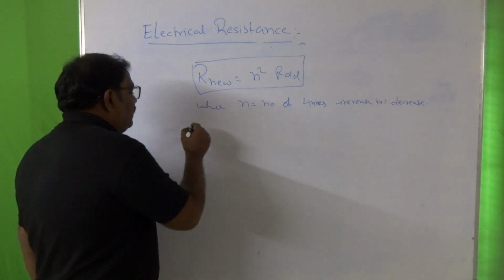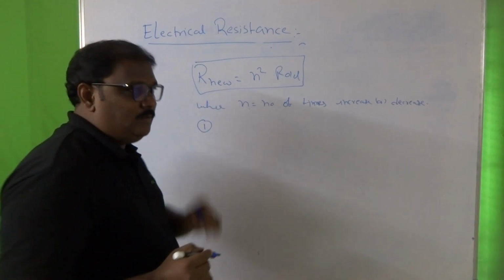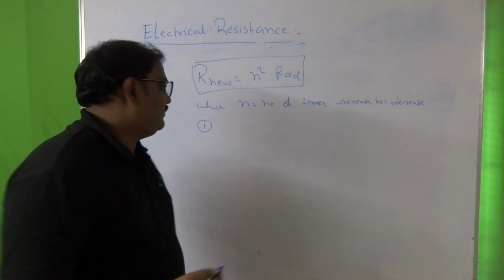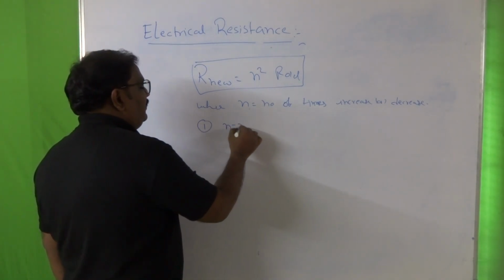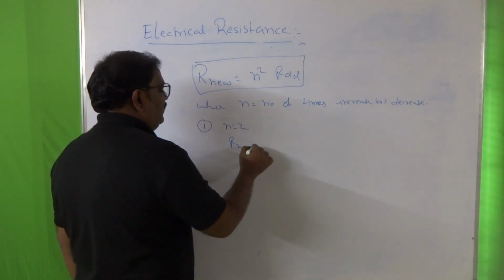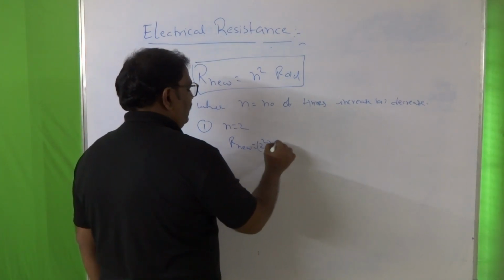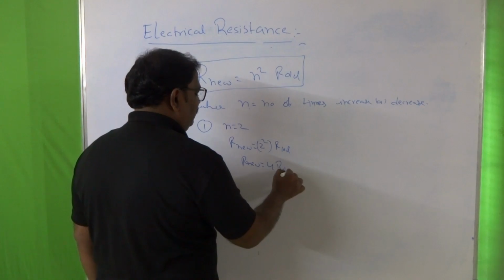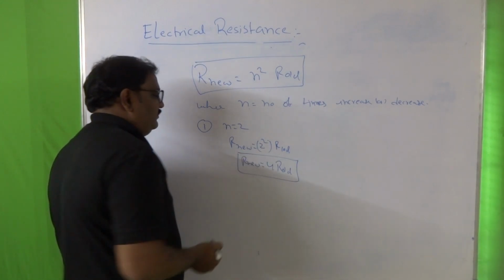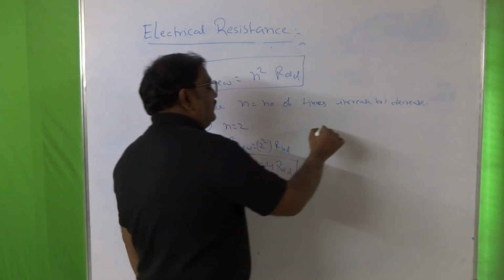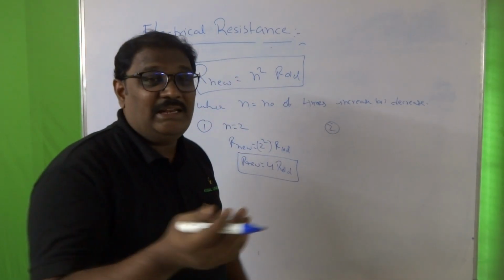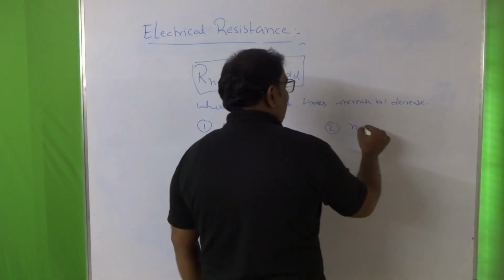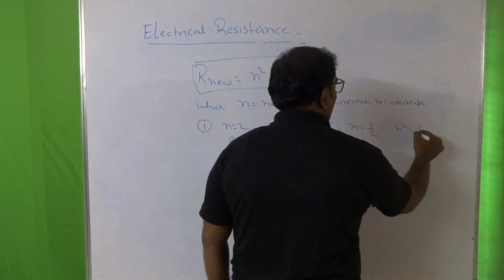For example, in the first problem, what we are doing is increasing the length 2 times, we stretched the length 2 times. That means n value equal to 2. So R new equal to 2 square into R old, that is R new equal to 4 into R old. So directly we can write. For example, in the second problem, we compressed the length to 1/2 times. So here n equal to 1/2, so n square equal to 1/4.